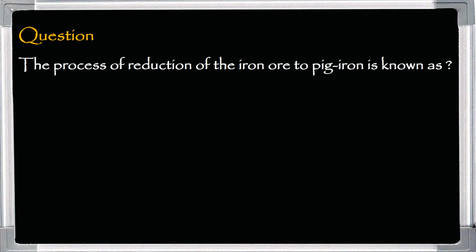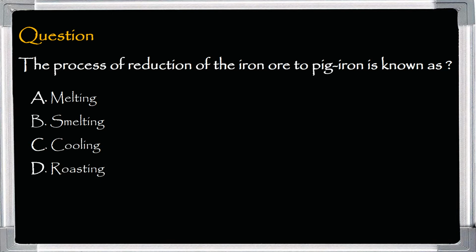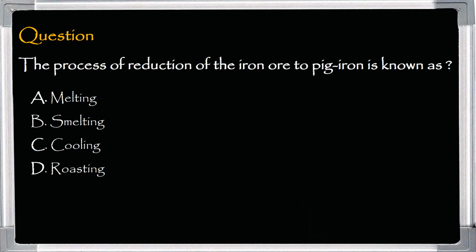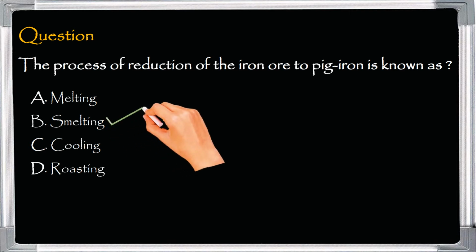Let's test our knowledge gained from the topic we came across till now. The process of reduction of the iron ore to pig iron is known as Option A, melting, Option B, smelting, Option C, cooling, Option D, roasting. Your time starts now. I think you are right. The correct answer is option B, smelting.